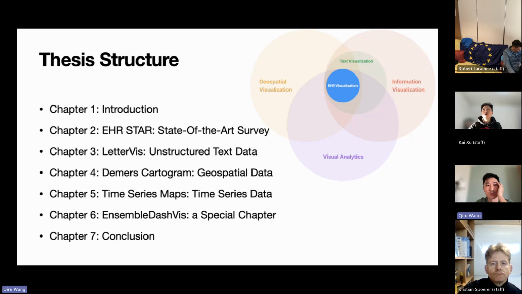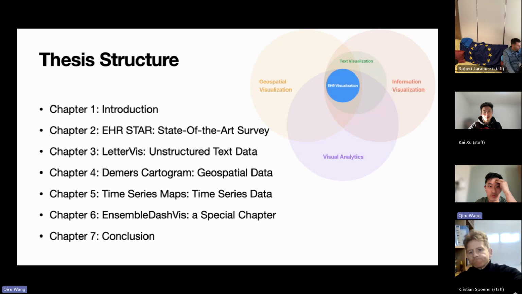The structure of the thesis is formed by 7 chapters, starting with the introduction. Then the second chapter is a survey, which covers many up-to-date EHR literature. The third chapter is LetterVis, which focuses on unstructured text data. And chapter 4 covers geospatial data. Chapter 5 covers long time series data, with chapter 6, a very special chapter, which I'll be introducing later. And lastly, the conclusion chapter.